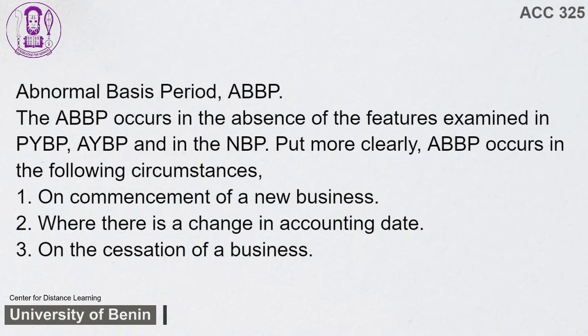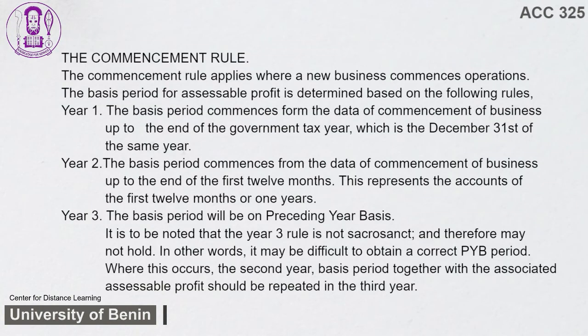The commencement rule. The commencement rule applies where a new business commences operations. The basis period for assessable profit is determined based on the following rules. Year 1. The basis period commences from the date of commencement of business up to the end of the government tax year, which is December 31st of the same year.